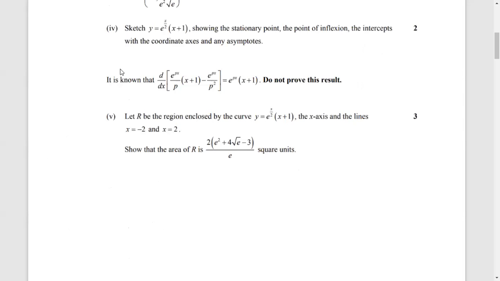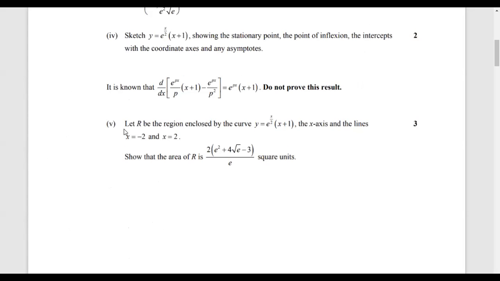The question then tells us that the derivative of e to the px over p, times (px plus 1) minus e to the px over p squared, equals this. You're not required to prove it, I'm just telling you, because presumably you need to use it. Then they ask this question. Let R be the region enclosed by the curve y equals e to the x over 2 times (x plus 1), which we already have drawn. Keep that in mind. We drew that in the earlier part. The x-axis, and then the lines x equals -2 to x equals 2, and show that that's the area.